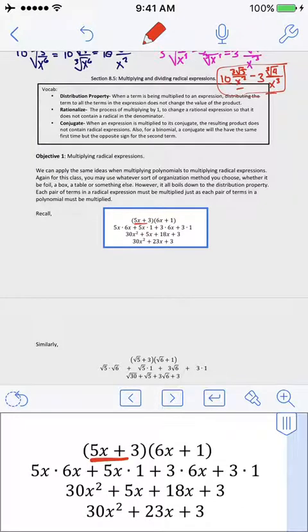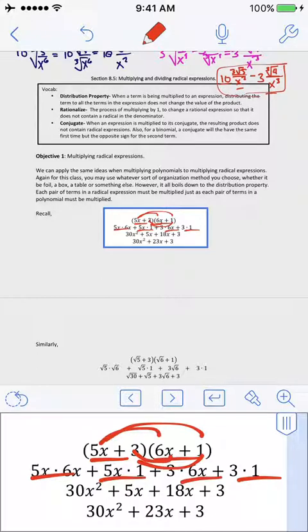Recall that if you have two binomials, 5x plus 3 and 6x plus 1, when you multiply them, you just have to make sure you pair up every single pair. There are multiple ways to organize that. Feel free to use whatever organization you like. I just like to use the distribution property. Take the first one, monomial times monomial, take the second one, monomial times monomial. That's all you need to do.